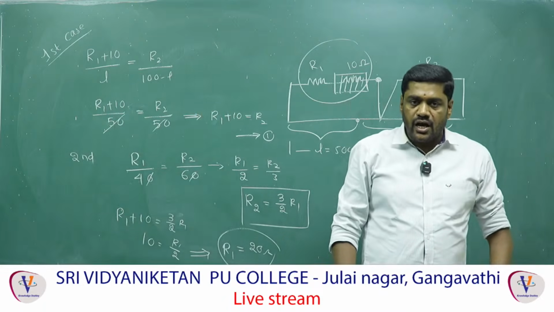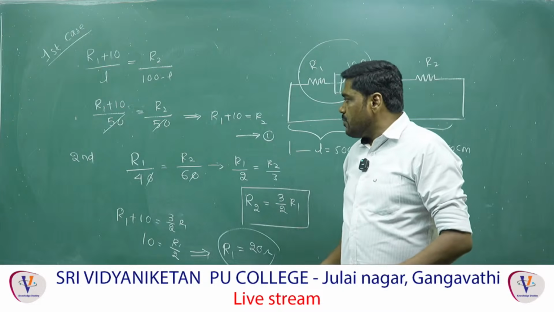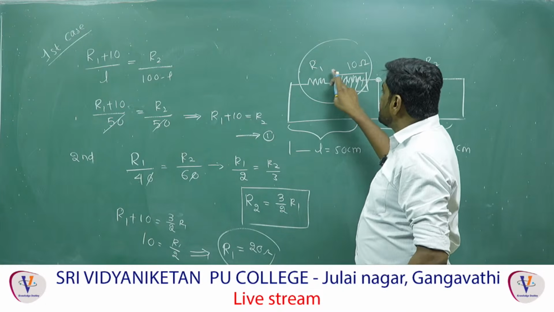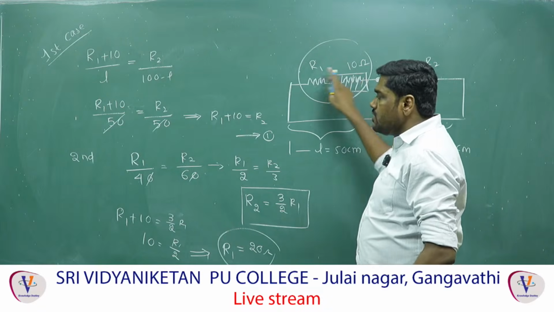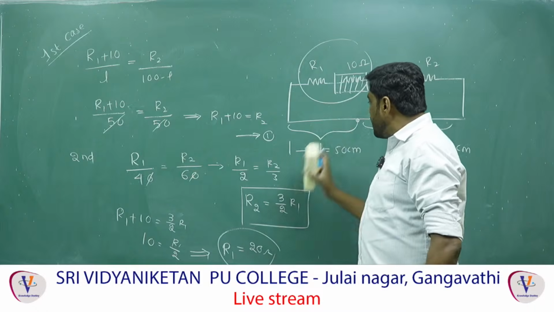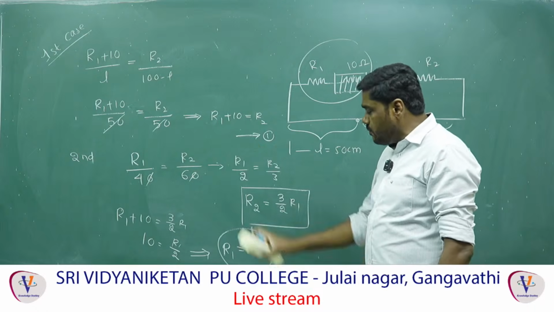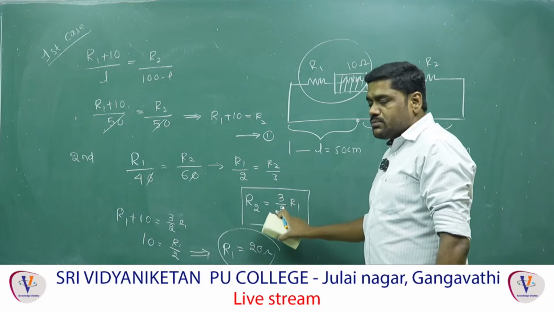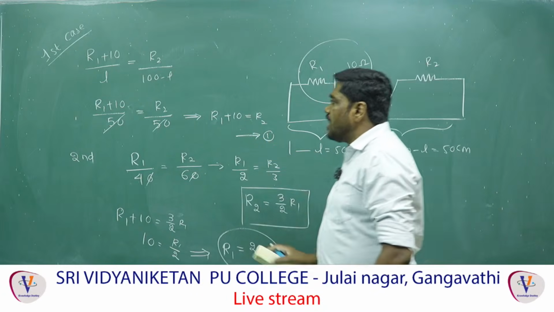If they ask for the R2 value, we can find out the same way. In the first case, R1 is in series with another 10 ohm, so we got the balancing point at 50. And when it is removed, the balancing point is coming to 40 centimeter. Follow the same process and you will get two equations, the first one and the second one. Substitute the second equation in the first, you will get the answer for that.